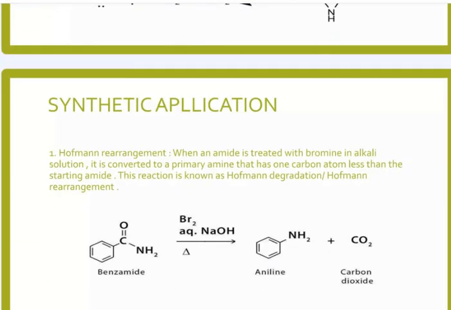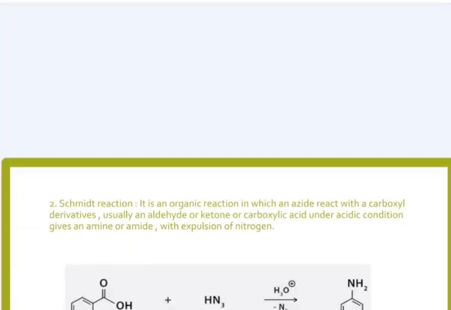So synthetic application, Hofmann rearrangement. When an amide is treated with bromine in alkali solution, it is converted to a primary amine that has 1 carbon atom less than the starting amide, and this reaction is known as the Hofmann degradation, Hofmann rearrangement. You can see the benzamide and formation of aniline by removing carbon dioxide.